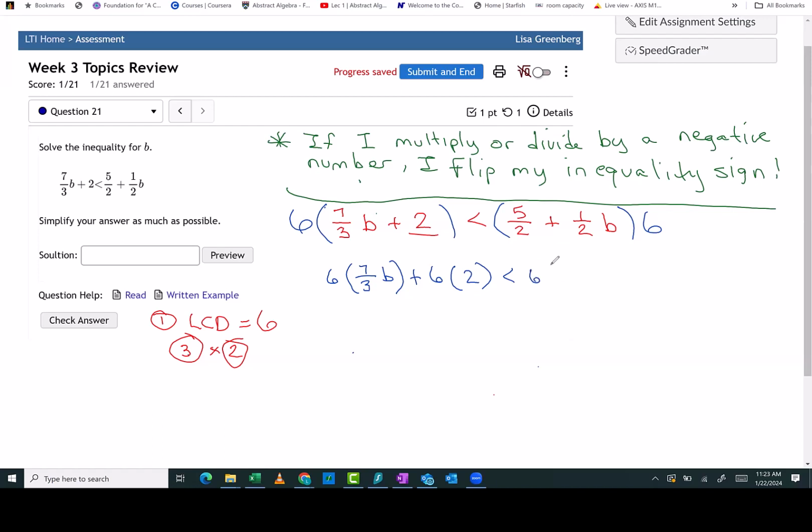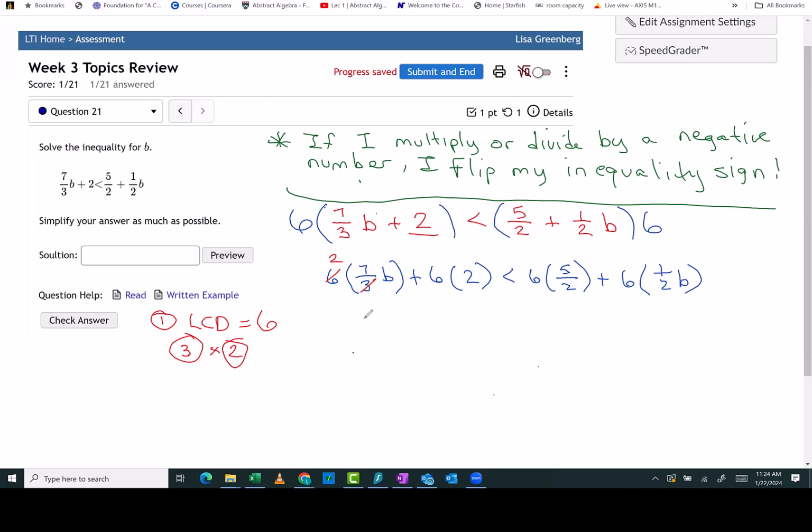I have 6 times 5 halves plus 6 times 1/2 b. I'm distributing on the right as well. Now, remember I taught you whenever you are multiplying, you want to simplify, then multiply, which means 6 divided by 3 is 2. 6 times 2 is 12. I don't have to do anything there. Now I've eliminated my denominator.